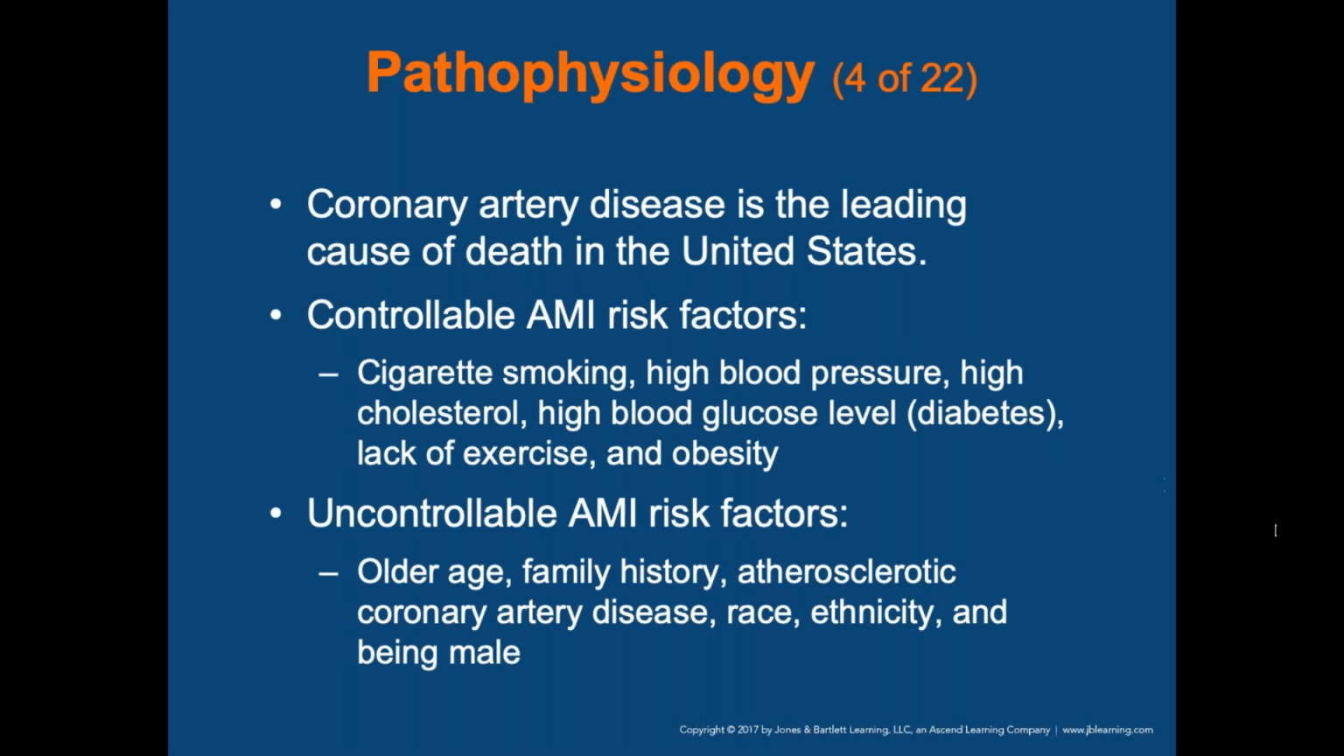So in the United States, coronary disease is the number one cause of death for men and women. The peak incidence of heart disease is between 45 and 65 years old, but can strike individuals ranging from their teens to their 90s. It can happen any time. Risk factors that place a person at a higher risk of an AMI are cigarette smoking, high blood pressure, elevated cholesterol level, elevated blood glucose level for diabetes, lack of exercise, obesity, and some major uncontrollable risk factors: older age, family history, race, ethnicity, and then the male sex.